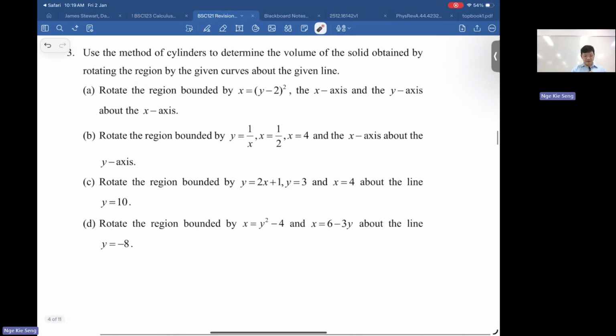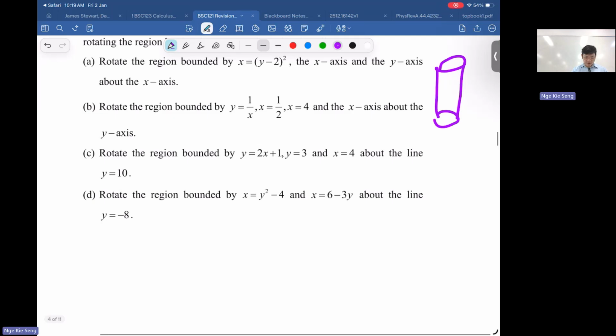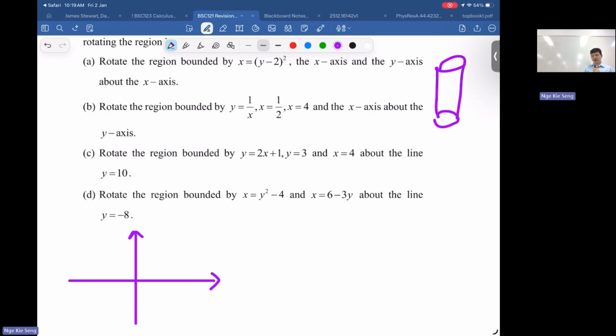So now we're going to use cylinders. The shape of the cylinder will look like this now. Just now it was like a disc. Now it's a cylinder. Let's see how we fit the cylinder into the volume of the solid. Again, we have to draw the picture first. x equals y squared minus 4.